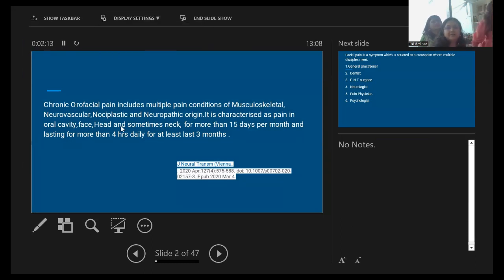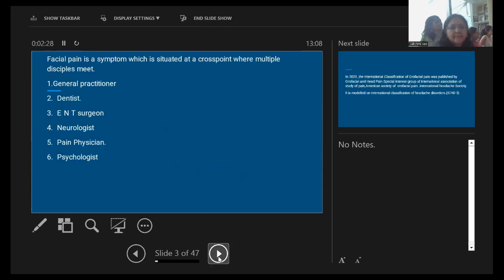So it is characterized as pain in the oral cavity, face, head, and sometimes neck for more than 15 days per month, lasting for more than 4 hours daily, and for at least 3 months. So basically, this is all getting covered.